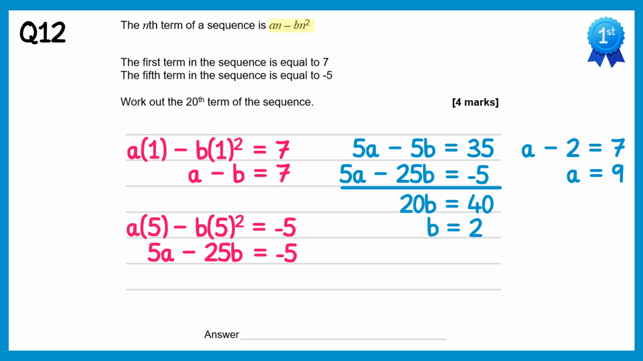So if we return back to our nth term from the start of the question, it's an minus bn squared. So let's just replace the a with a 9, and the b with a 2. So it's 9n minus 2n squared. We've been asked for the 20th term in this sequence, so we need to substitute n for 20. So we need to do 9 lots of 20, subtract 2 lots of 20 squared. You can type this into your calculator and you get the answer negative 620.